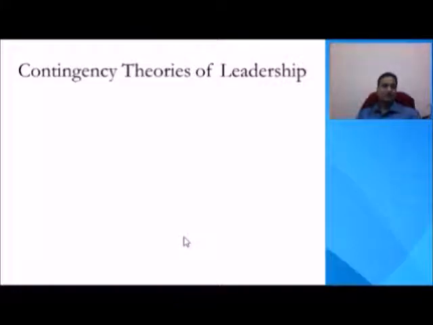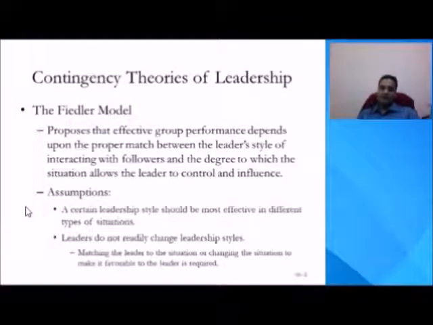So in this context, we are trying to understand certain theories. That is, we are looking at Fiedler's model, Hersey and Blanchard's situational leadership theory, and path-goal theory. Each of these theories looks at the different leadership styles and how these styles are effective in relationship to a particular context or situation. So this is a much different way of thinking compared to the last two theories that we have looked at, that is the trait theories as well as the behavioral theories. Now let us see what the Fiedler model talks about.